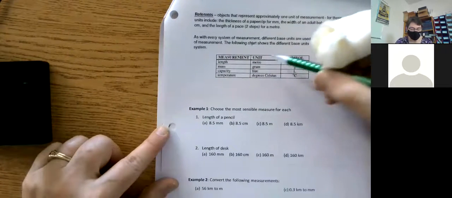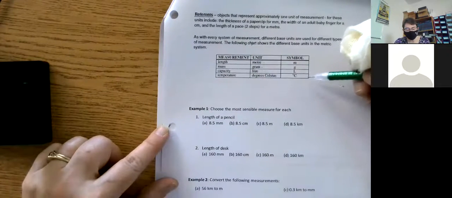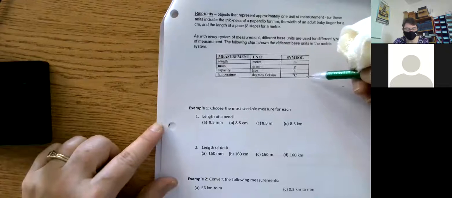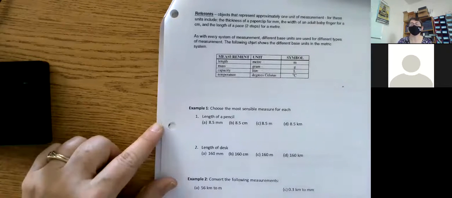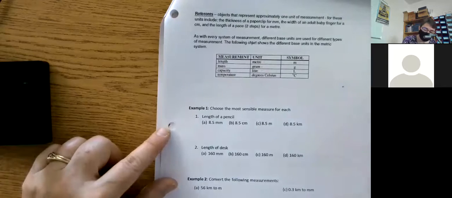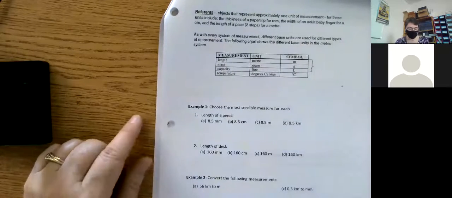Now, with every system, we have the base units, and the most common ones that we have to worry about are going to be the meter, the gram, and the liter. Degrees Celsius is the metric system, but you don't talk about millicelsiuses, millidegrees, or something like that, at least not normally. I've done science for a whole lot of years. I've never seen that. So again, it's going to be these top ones that we worry about.